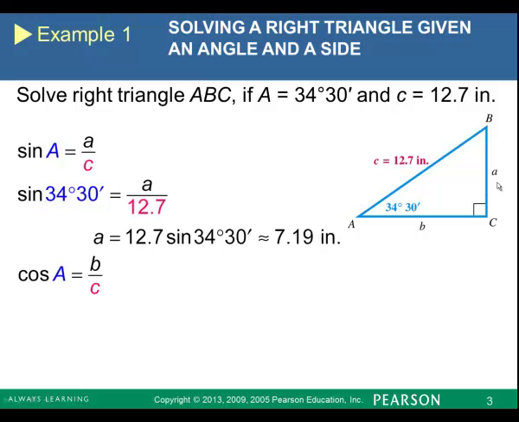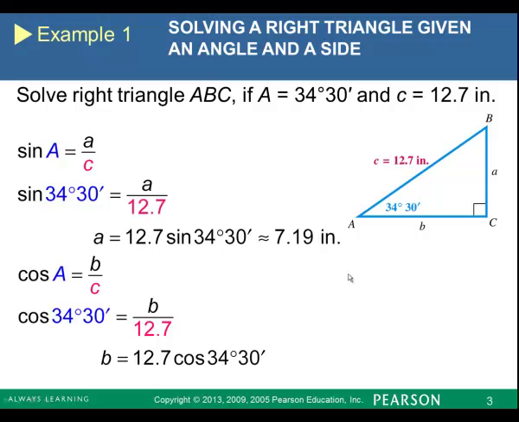Now, when you're working with angles, you always want to work with the original values. So here, to find side B, we're going to use cosine. So that's going to be cosine 34 degrees 30 minutes equals B over 12.7. So we multiply 12.7 to both sides, and we apply that onto the calculator, and we get 10.5. Well, we're still missing one more thing, which would be what? Well, we still have to find angle B. So we just take 90 minus 34 degrees 30 minutes.